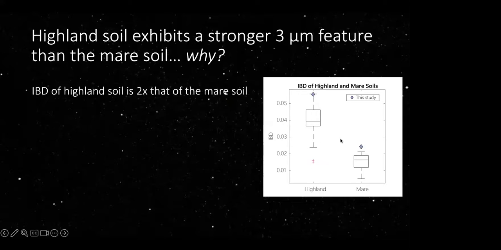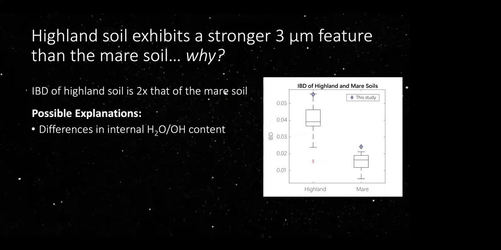So we have our spread of where we do see integrated band depths for the 3 micron feature for our Mare and our highland. This spans a range of maturity. So it's not that more mature soils have more water, or that we're having a sampling bias here. It doesn't matter. So why is this the case?